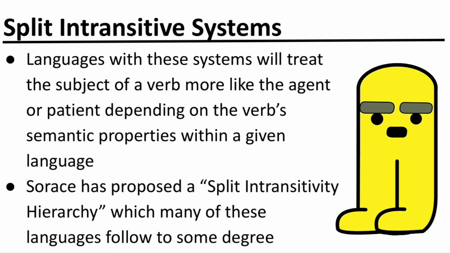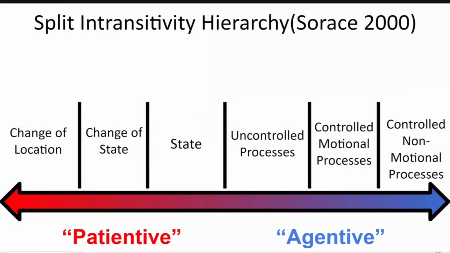Sorace has proposed a split intransitivity hierarchy to show which types of verbs are more likely to be treated unergatively, which means that the subject is more like an agent, or unaccusatively, which means the subject is more like a patient. On the left side of the spectrum, we see that change of location verbs like to fall, change of state verbs like to die, and state verbs like to be are more likely to be treated unaccusatively, while uncontrolled processes like to slip, controlled motional processes like to swim, and controlled non-motional processes like to work are treated unergatively.